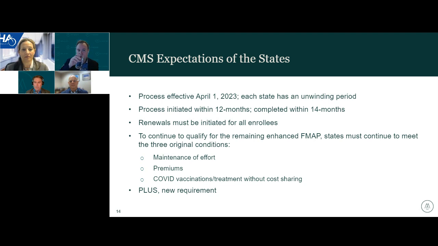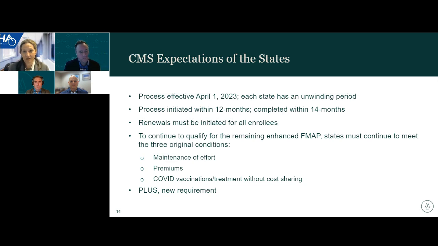We've had some fits and starts. Like all of the states, Georgia put a plan together and submitted it to CMS. We have opted to front-load the redeterminations with the beneficiaries who are the most likely to no longer be eligible. So we have an expanded Medicaid in Georgia.